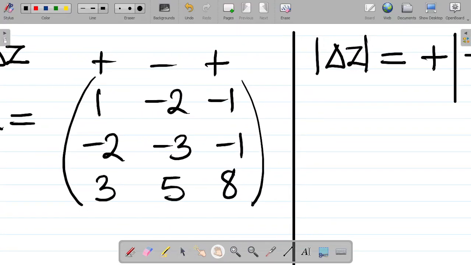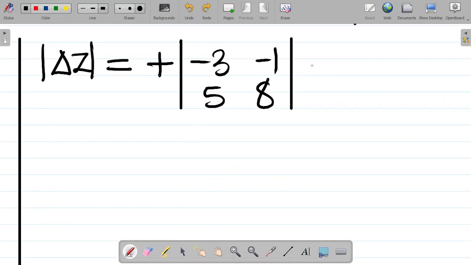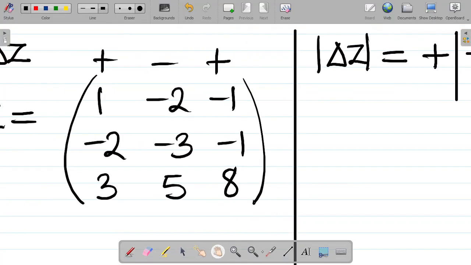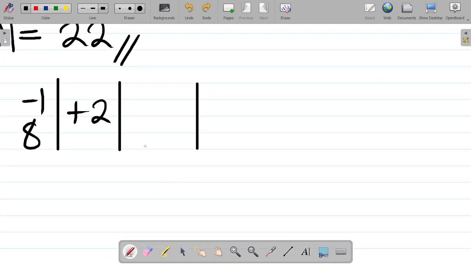Next up, you now have the second thing there, which is minus minus 2. Minus minus 2 gives you plus 2. So I have this as plus 2 into, for plus 2, cover the row and column of this. So the row of this and the column of this. What I have there is minus 2, minus 1, 3, and 8.